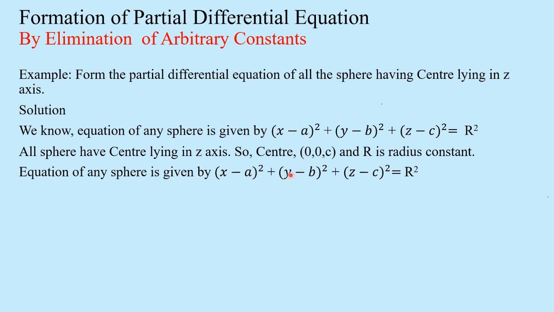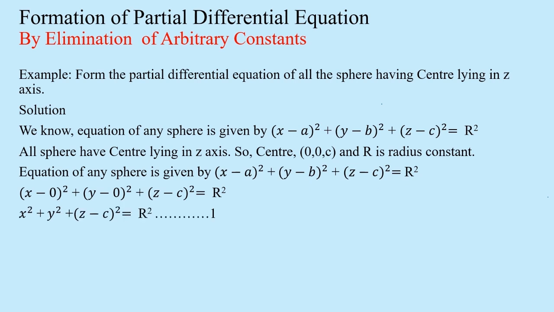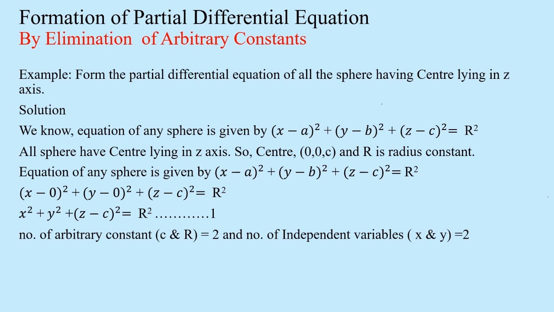Now equation of the sphere is this, we know. Now we'll put this value here, value of a and value of b here, and c we will consider in this equation. So we get this. Now simplifying it, we get this. Here number of arbitrary constants are 2.